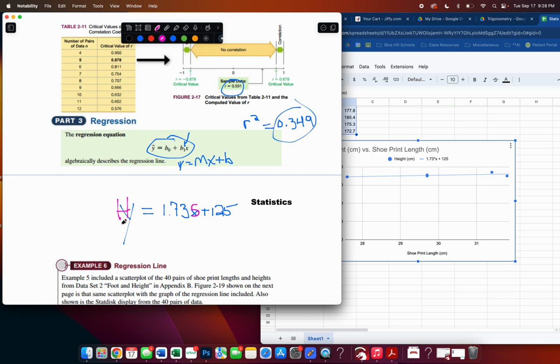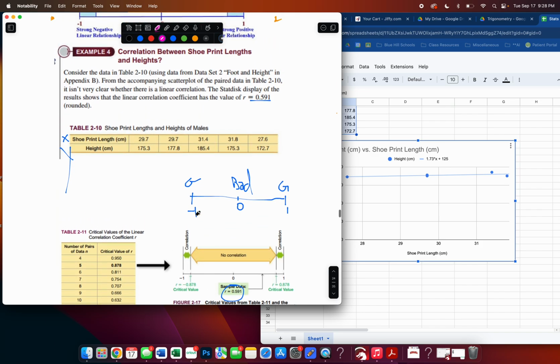Okay, now, why is this equation helpful? If I know my shoe print length, I can punch in my shoe print length, not my shoe size. There's a difference between shoe size and shoe print length, right? Shoe size is different for everybody, because some people like their shoes tighter and some people like more room in their shoes. So we go with shoe print length. That's actually measuring the length of your foot.